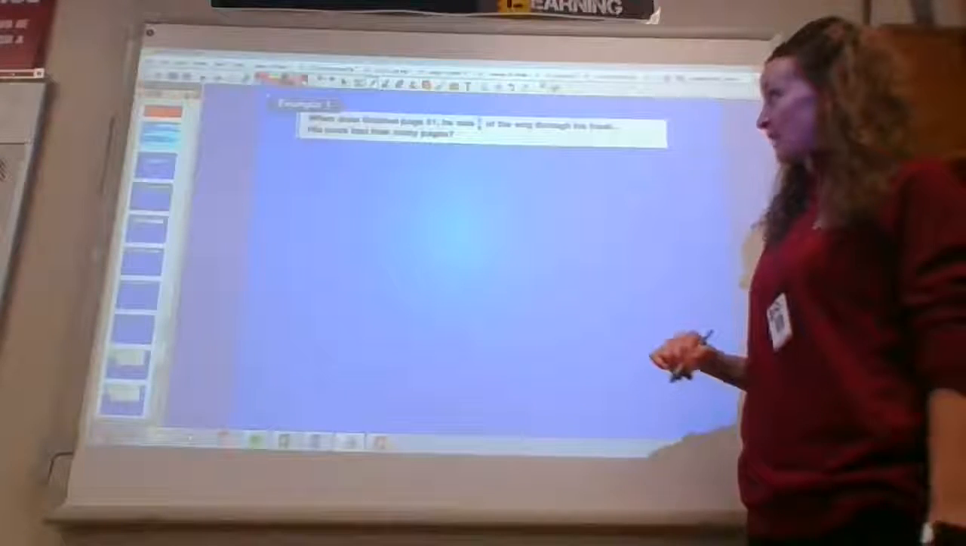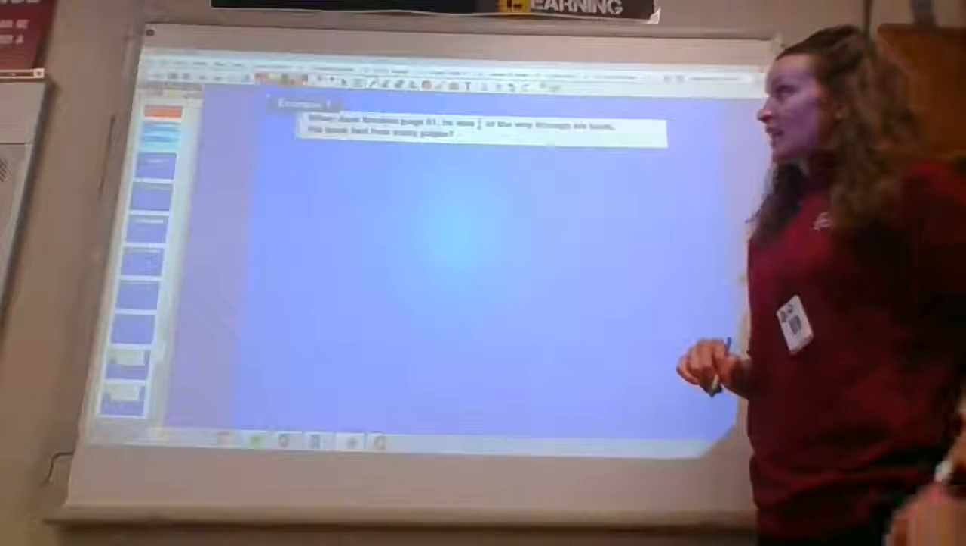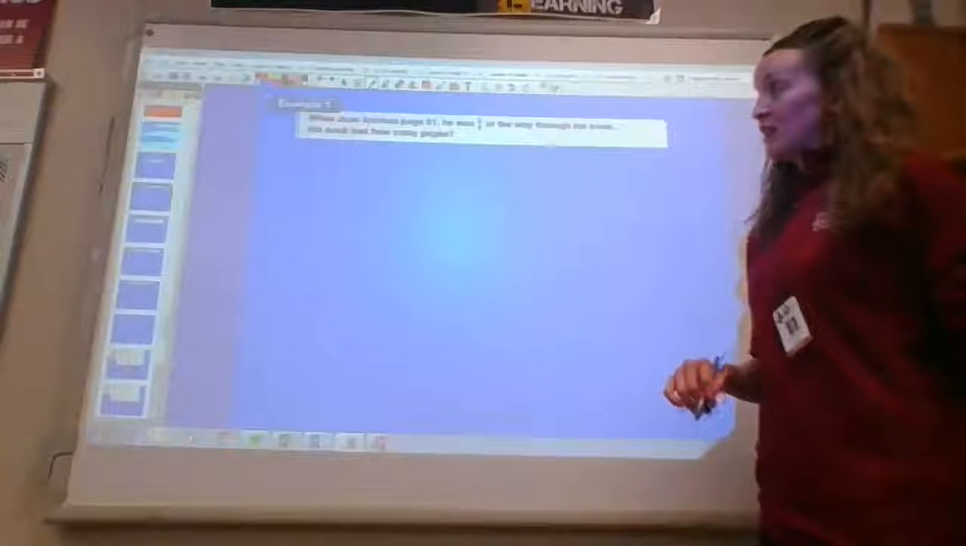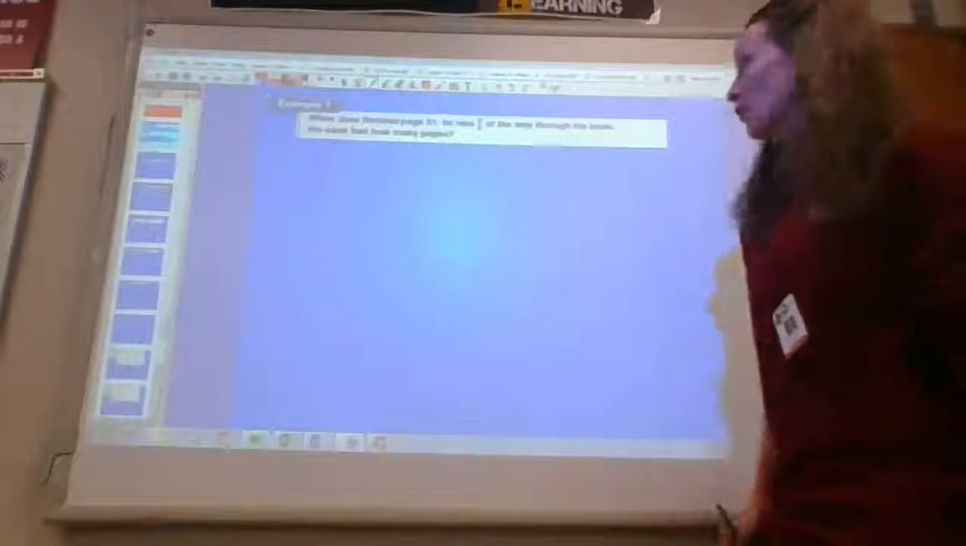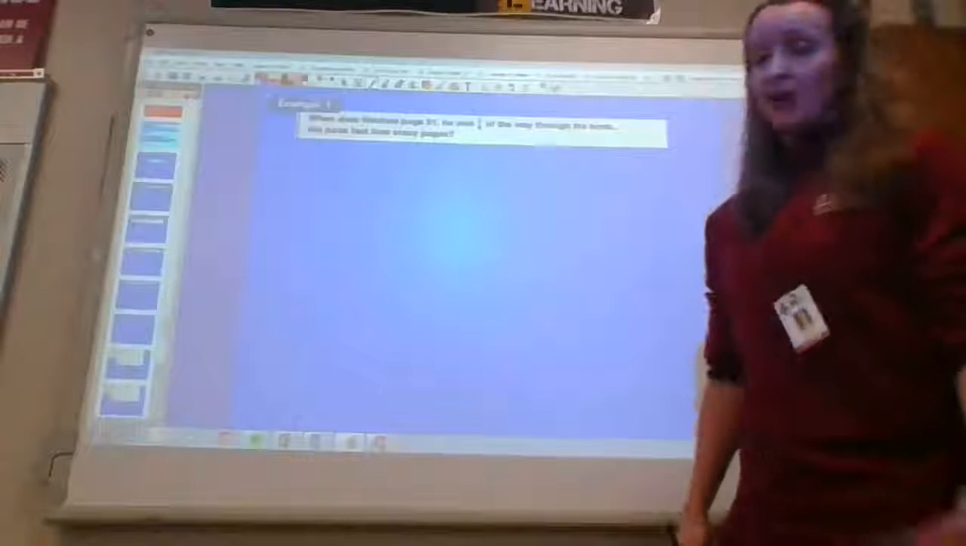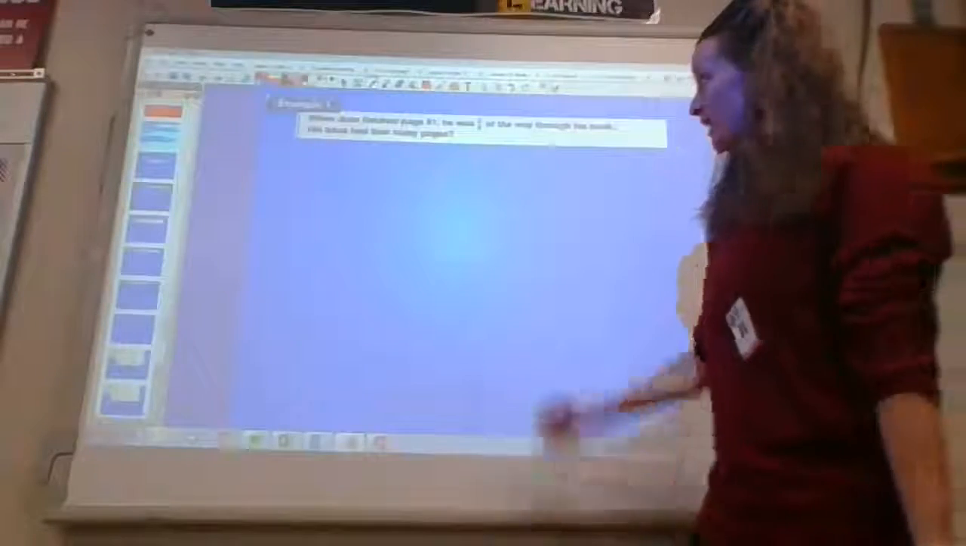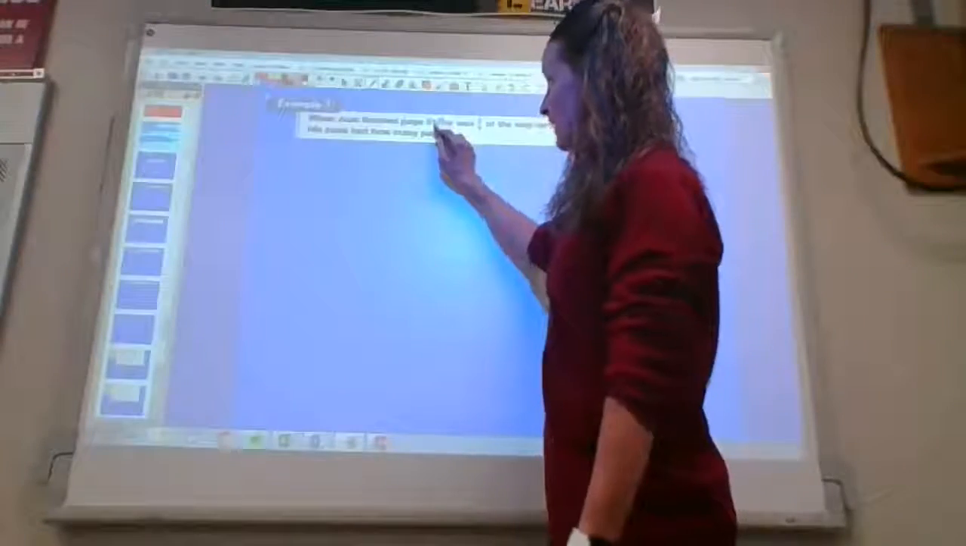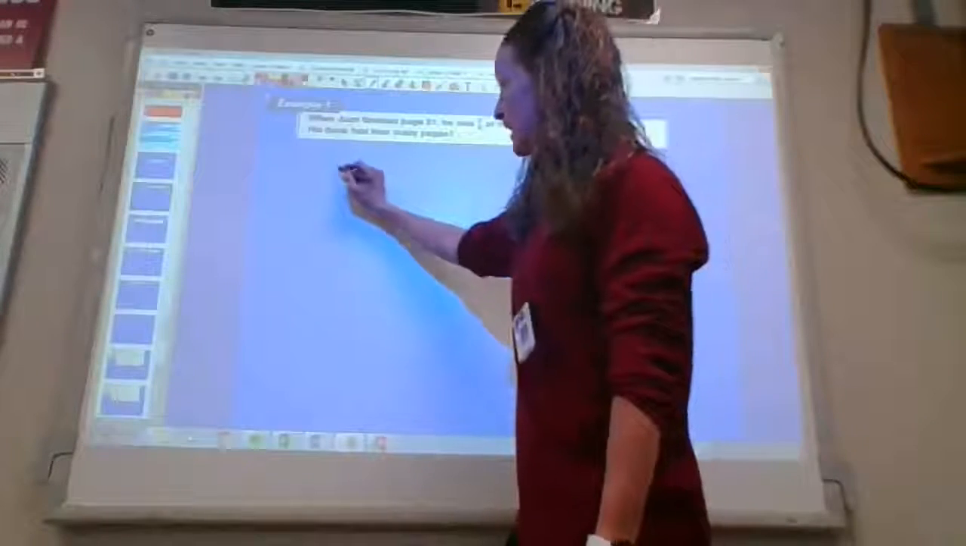Juan finished page 51. He was 3/8 of the way through his book. His book had how many pages? So when we look at this problem, the first thing I would always advise you to do is set up a diagram. It said that he finished page 51 and he was 3/8 done.